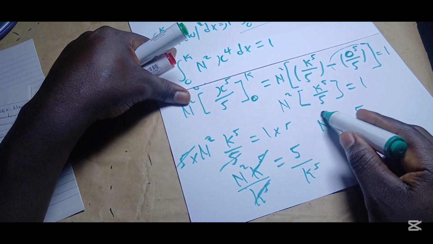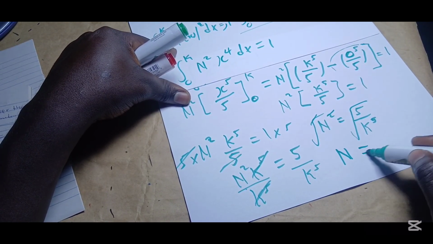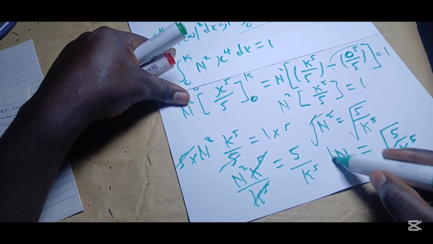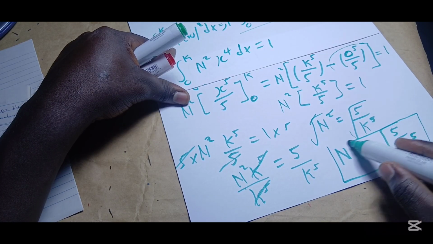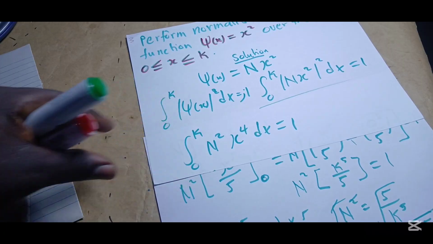So let's take the square root of both sides. This will cancel that. So our normalization constant is now equal to the square root of 5 over k to the power 5. This is our normalization constant, that if we multiply it by the wave function here, the probability density should be equal to 1.